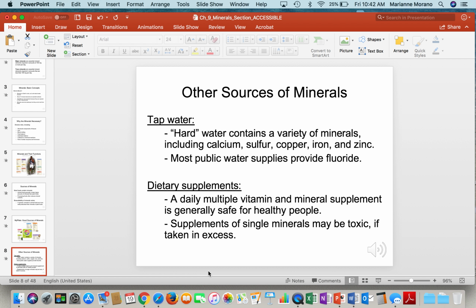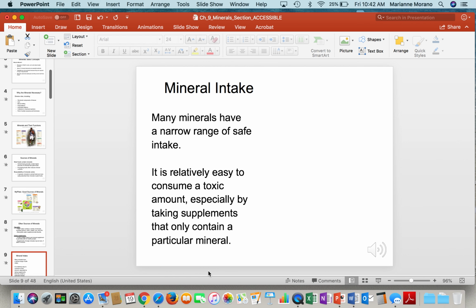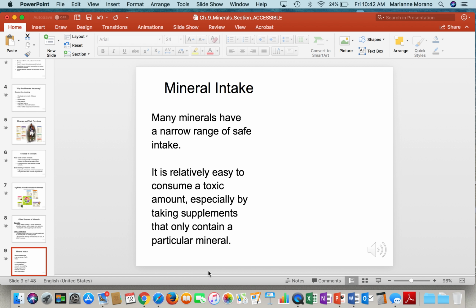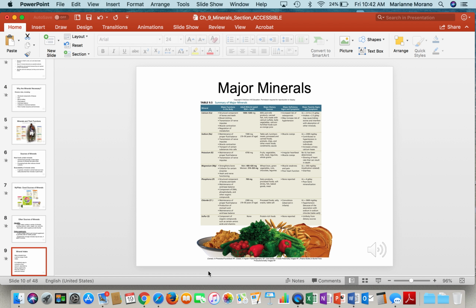We can get minerals from tap water. We can also get them from dietary supplements. But you need to be careful with minerals because some of them can be toxic when taken in excess. You only have to worry about that in supplements. When we eat food, we don't have to worry about toxicity of vitamins and minerals. So that's one of the things you want to look at on the label of the supplement to make sure that you're not going above the RDA.